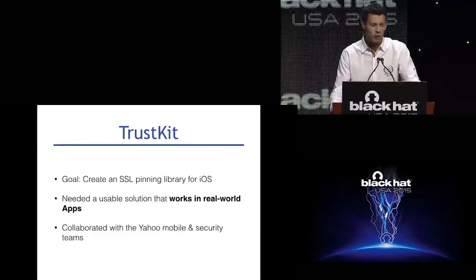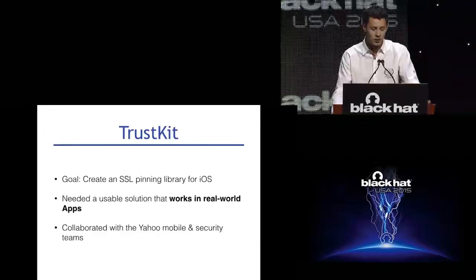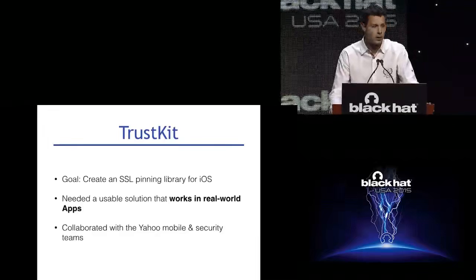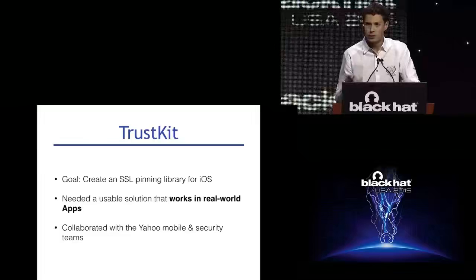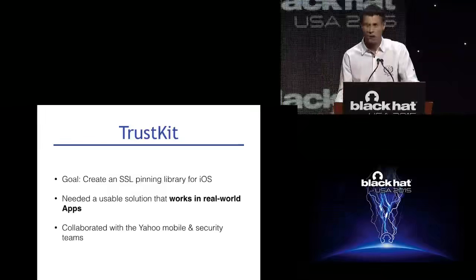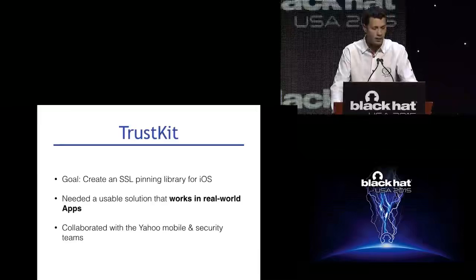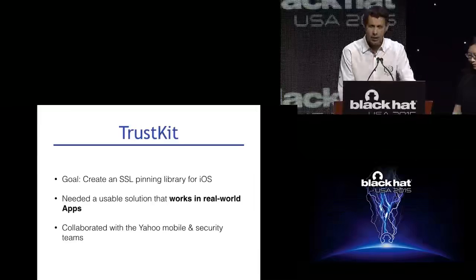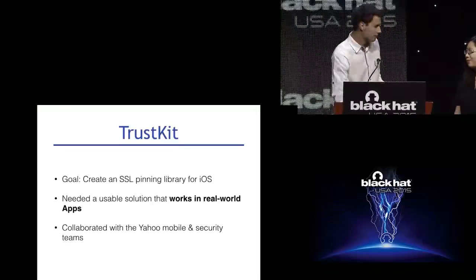Our goal initially, which sounds pretty simple, was to create an SSL pinning library for iOS. As we started working on that, we really wanted to make sure the library was usable in real apps with lots of users and strong requirements like battery life and performance, and overall something developers would be able to use, not just an idea or proof of concept. To get there, we had the opportunity to work with the Yahoo mobile and security teams. Angela is going to talk about her challenges when trying to deploy SSL pinning at Yahoo.